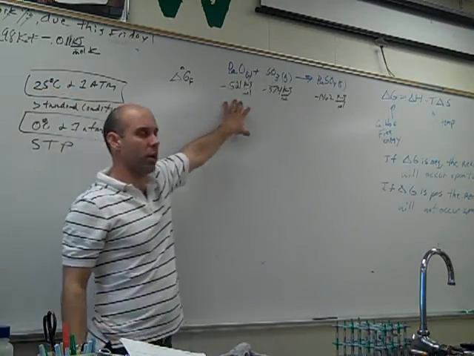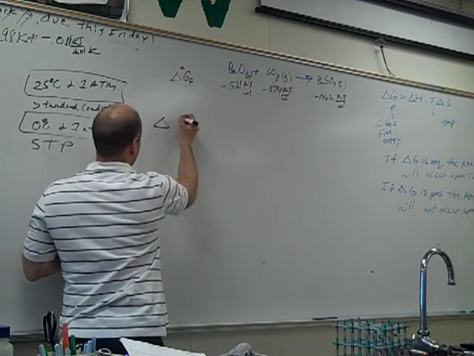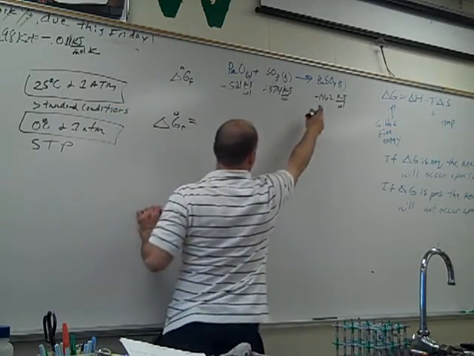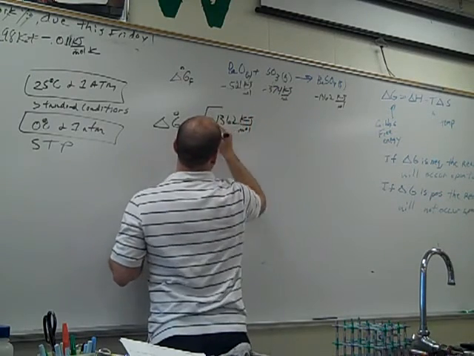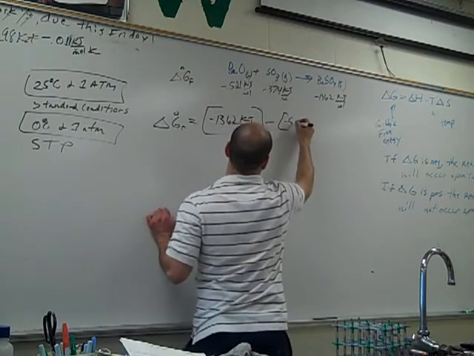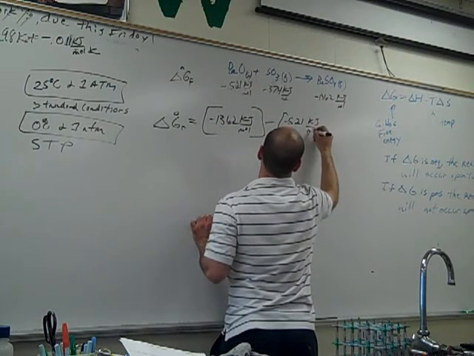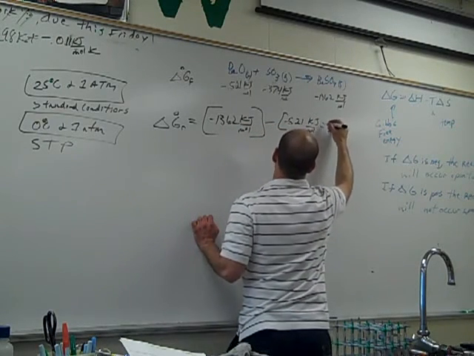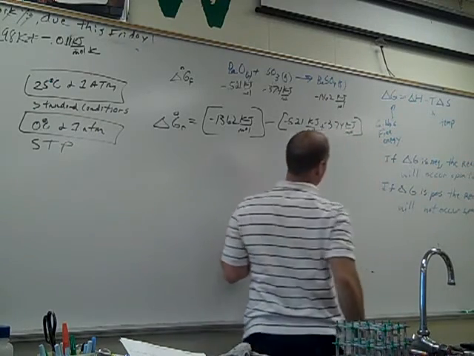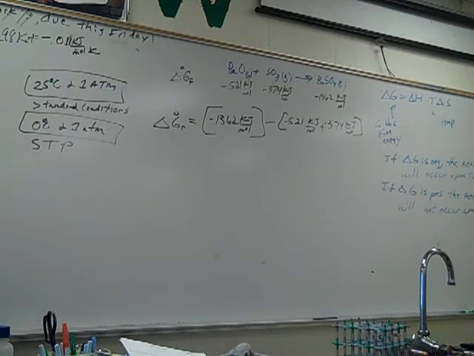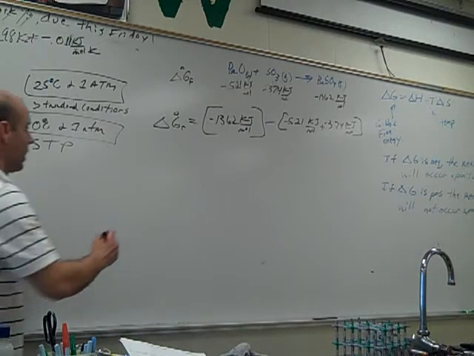So you look these up on your delta G column, and you can calculate the delta G of the reaction the same way, with products minus reactants. So a product minus reactants, and that's what we get.